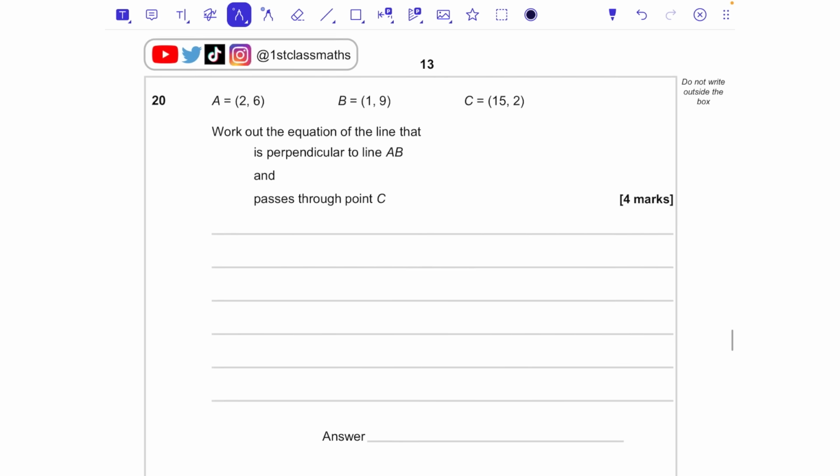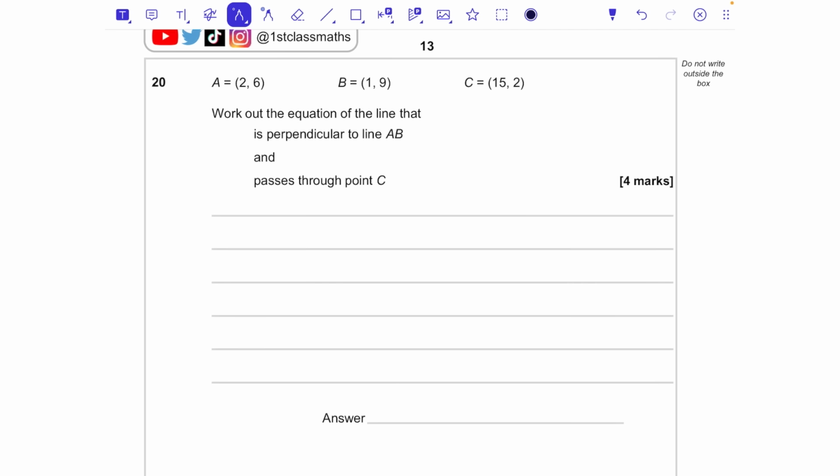Question number 20. A is (2, 6), B is (1, 9), and C is (15, 2). Work out the equation of the line that is perpendicular to AB and goes through C. To get the gradient of AB, we need to do rise over run, or change in y divided by change in x. So if I'm looking at how much it has gone up by, I'm going to do 9 take away 6 divided by 1 take away 2.